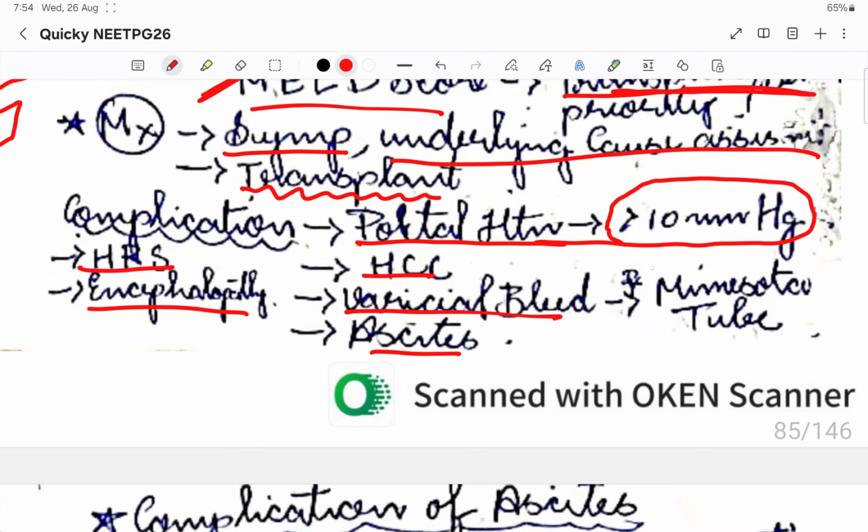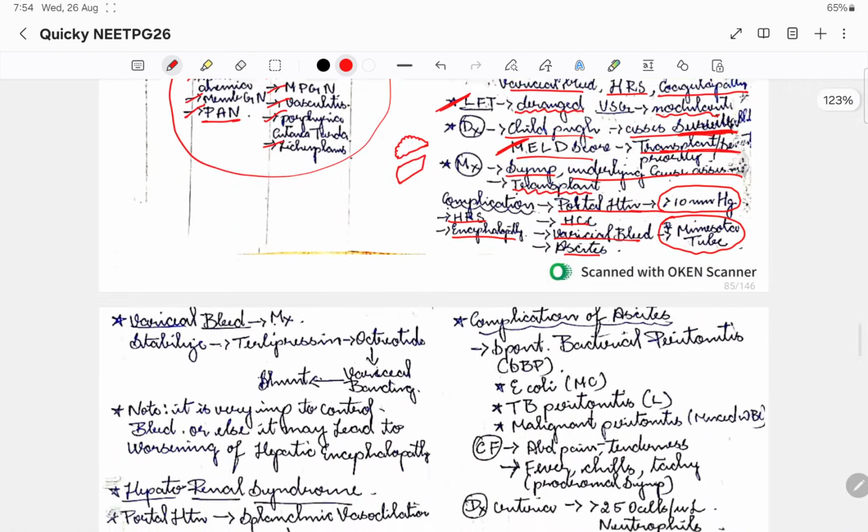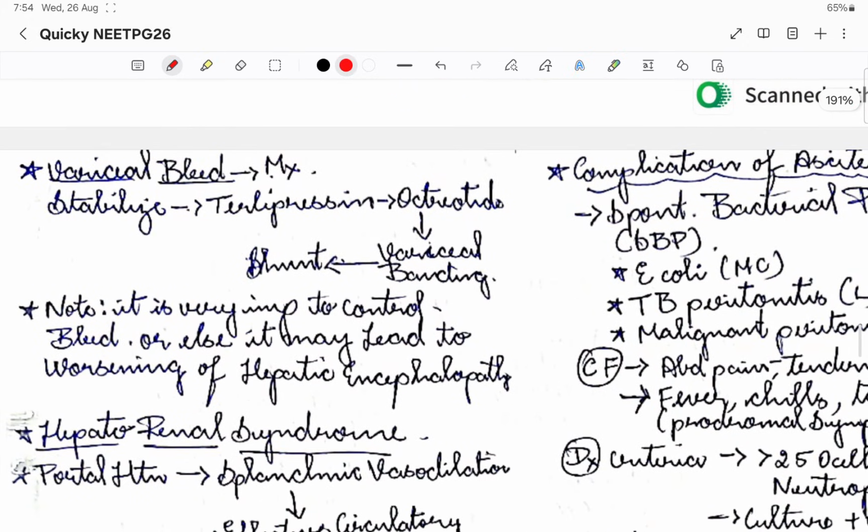For variceal bleed, what we do is we give a Minnesota tube. So now let us discuss variceal bleed. With respect to the management of variceal bleed, if some bleeding is happening, the first thing we have to do is resuscitation. Basically we stabilize the patient, then we give terlipressin, then our drug of choice will be octreotide. Then we do endoscopy, and we do variceal banding wherever required. If this is also not working, we go for shunting. So this is how we manage the variceal bleed.